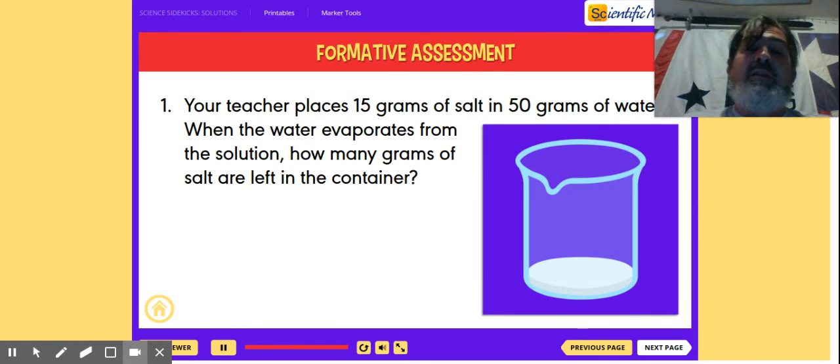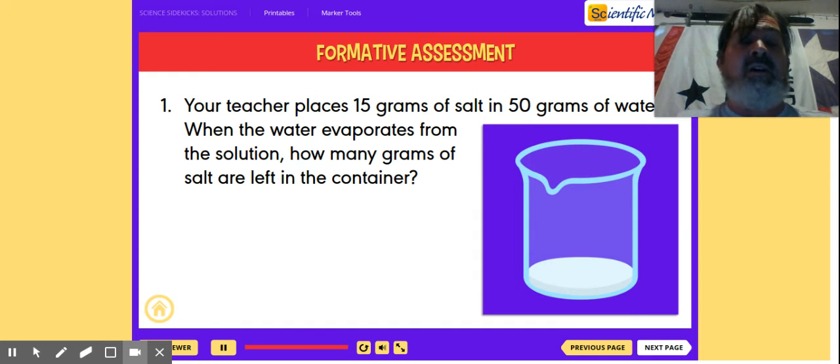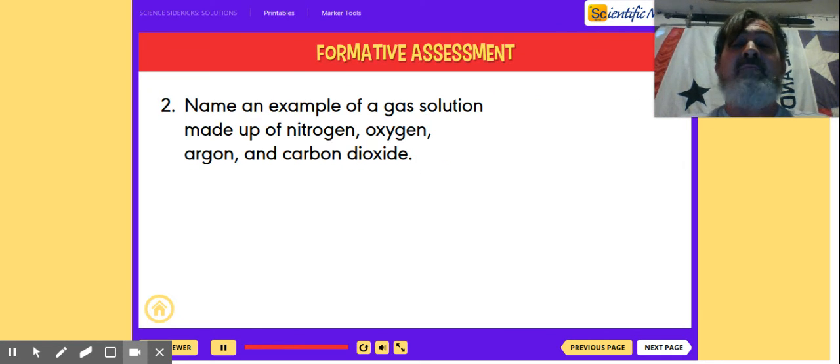Okay, your teacher places 15 grams of salt in 50 grams of water. When the salt water evaporates from the solution, how many grams of salt are going to be left in the container? We just now talked about a problem like that. So none of the salt is going to go anywhere. It's still there in the container. If the water all evaporates away, you're still going to have the same amount of salt. So you would still have 15 grams of salt.